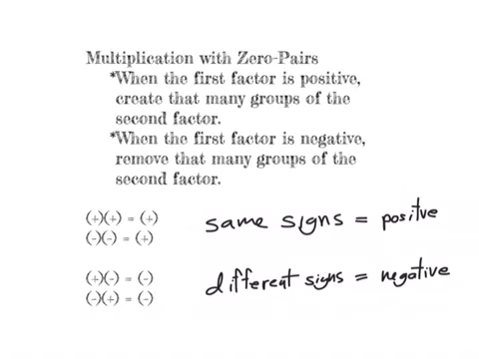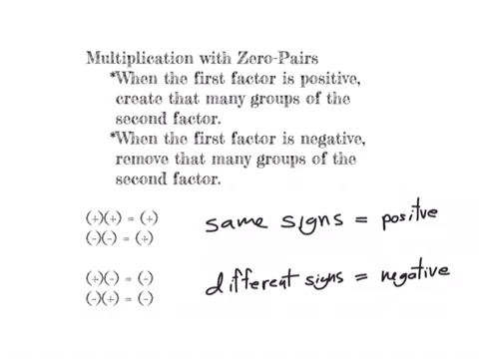So a quick recap of the rules. When the first factor is positive, create that many groups of the second factor. And when the first factor is negative, remove that many groups of the second factor. Now in reality, we understand you're not going to be using the counters to be doing your multiplication with integers. We use this model to show you why it works, so you understand the mathematical principles behind it.